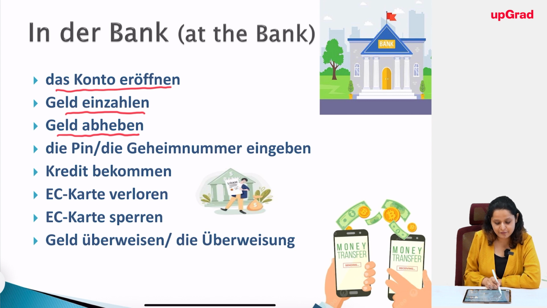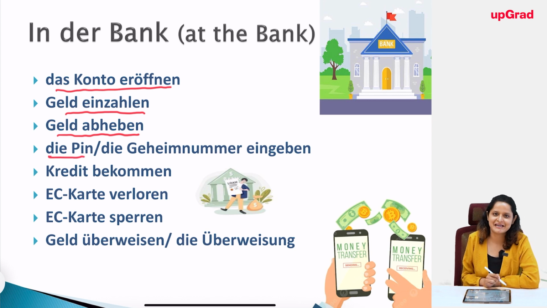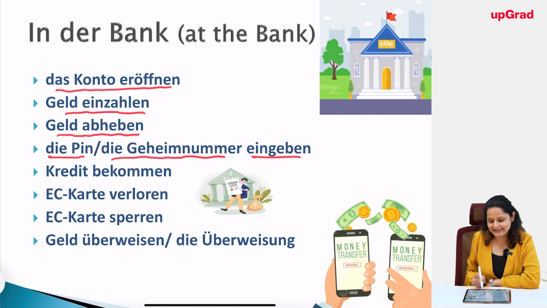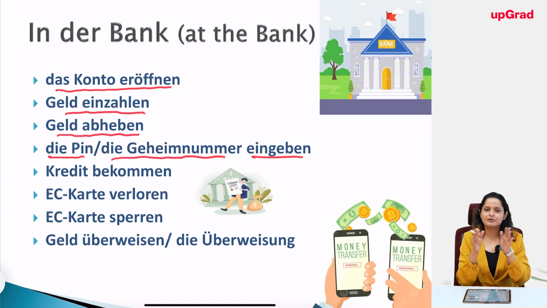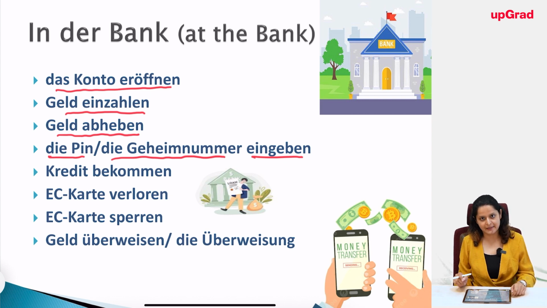Next, we have the word PIN. Like I told you, you don't always have to use the word Geheimnummer. You can use the word PIN or the Geheimnummer eingeben. Eingeben is to punch in a number. So when you're operating an ATM screen, it might ask you PIN eingeben, which means they are asking you to punch your PIN in there.